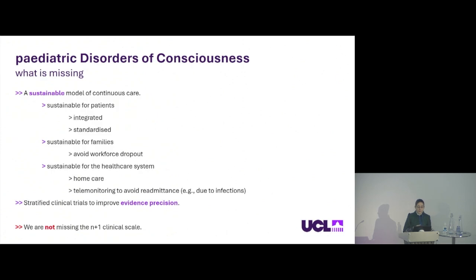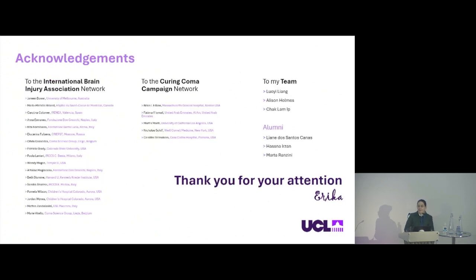Of course, these patients go back to the hospital very frequently, and so empowering the family also avoids readmissions, and all of this goes into a definition of a sustainable model as a whole for society. And of course, as I said, stratified clinical trials, because through these we could really improve the precision in whatever evidence we gather. What I believe we don't need is one more neurobehavioral assessment scale, one more clinical scale. Rather, we should probably improve what we have. And with this, I think I can really thank you for your attention, and I'm happy to take questions.